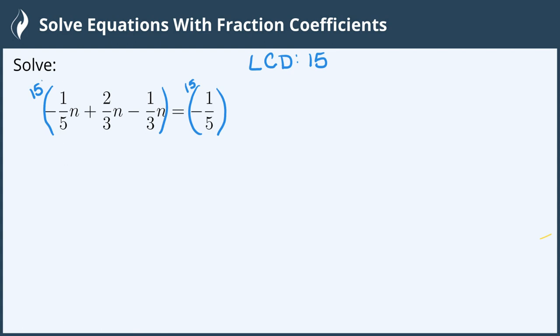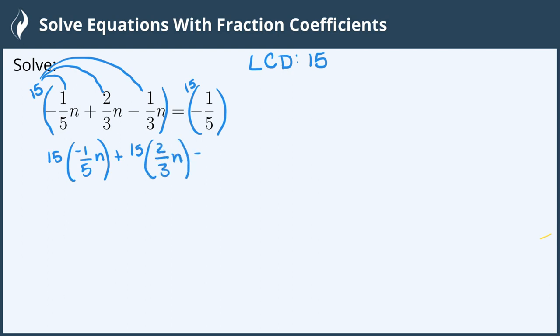On the left side, I need to multiply the 15 to every single term. So we end up with 15 times negative 1/5 n plus 15 times 2/3 n minus 15 times 1/3 n equals 15 times negative 1/5. Now, we could multiply first or simplify, and I prefer simplifying because we end up with smaller numbers.